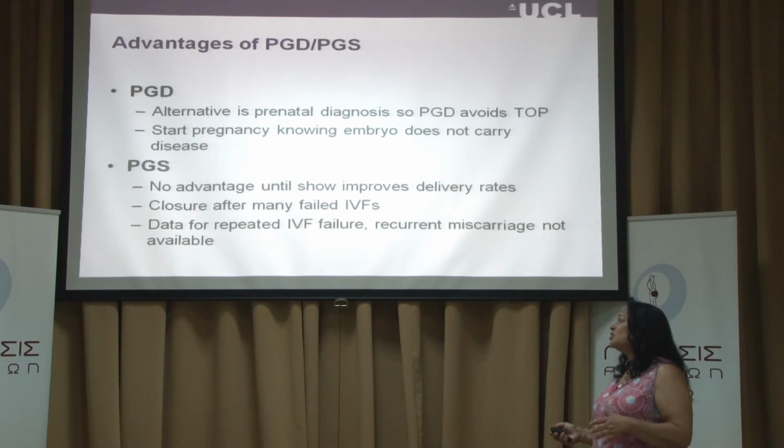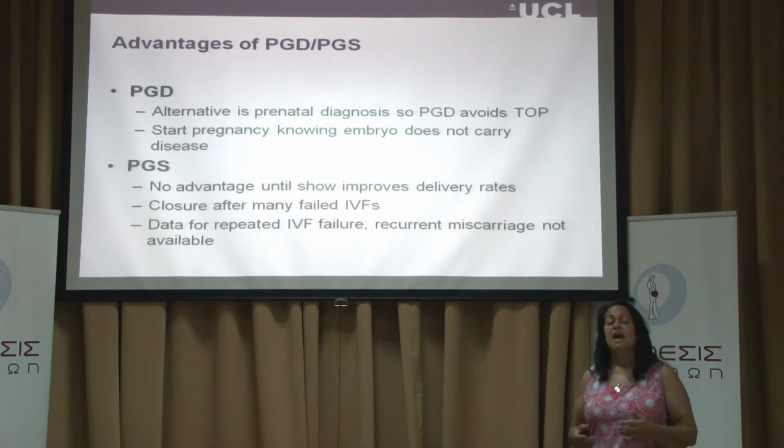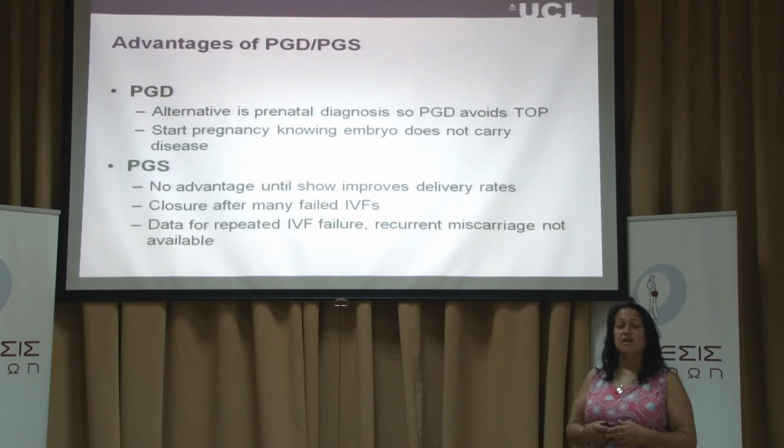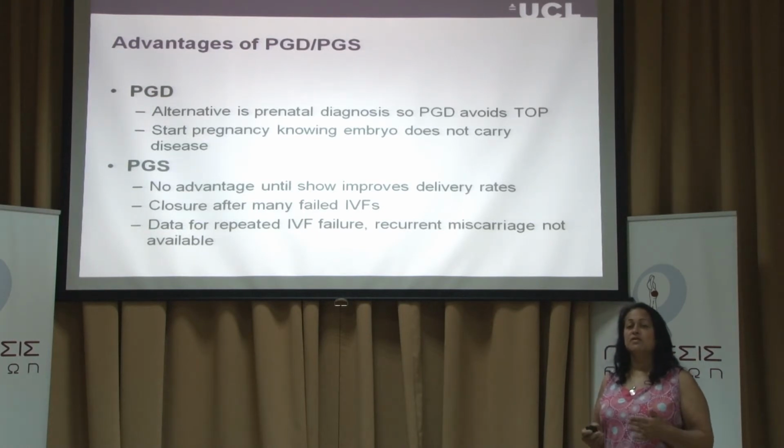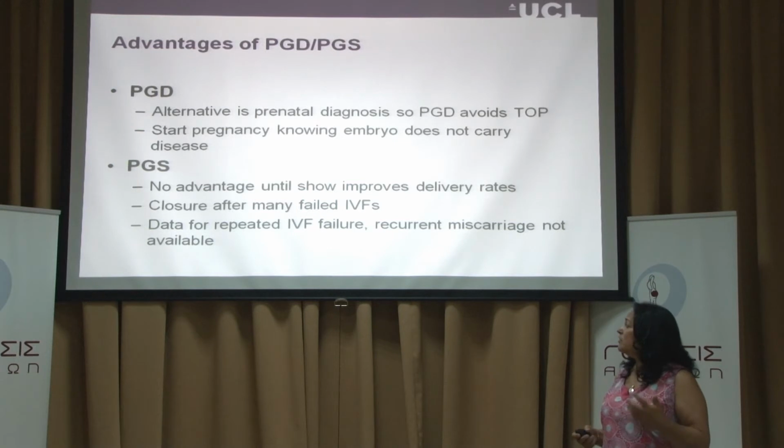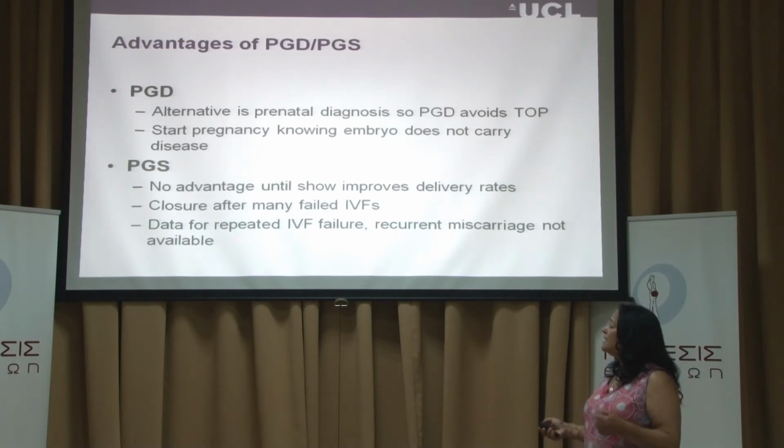Some people say we could use this as closure after couples have had a number of failed cycles from IVF. I can see the point of that. There may be couples that have had 1 or 2 trisomy pregnancies and also want to go through some sort of aneuploidy screening. But certainly for the majority of patients, we need data to show that this procedure is really viable.